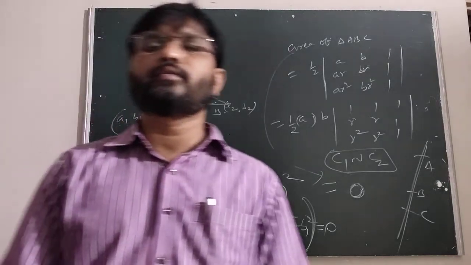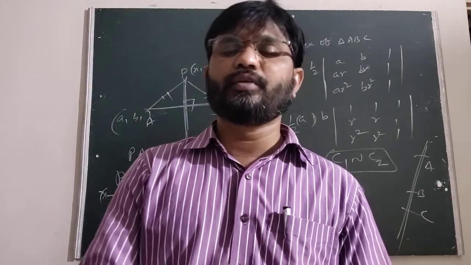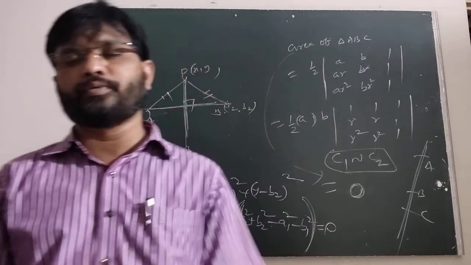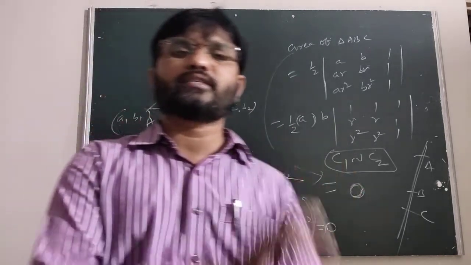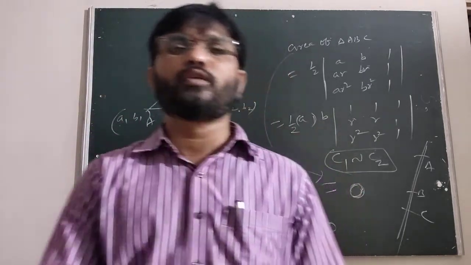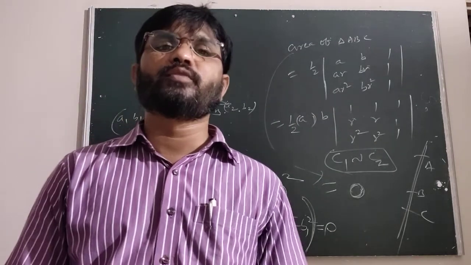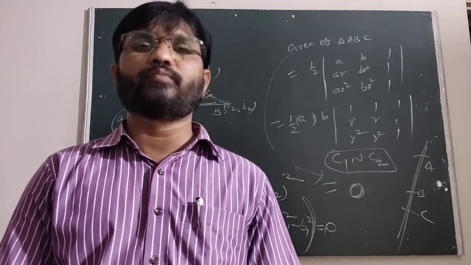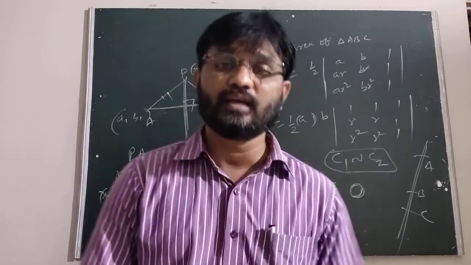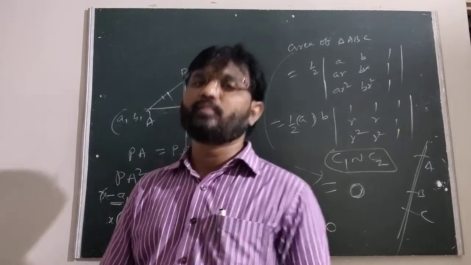After that, the slope of the x-axis is 0. If a line is parallel to the x-axis, its slope is also 0. The slope of the y-axis is undefined. If a line is parallel to the y-axis, its slope is undefined. Then if theta is the angle between the two lines having slopes m1, m2, then tan theta is m1 minus m2 by 1 plus m1 m2.